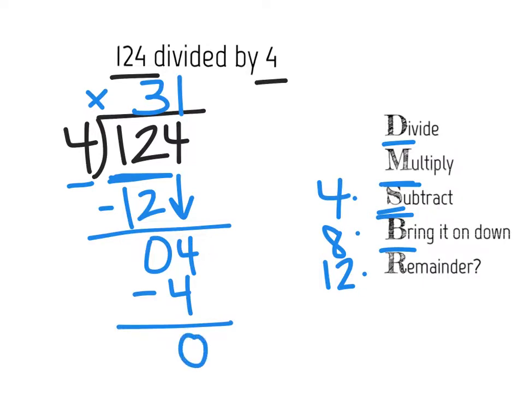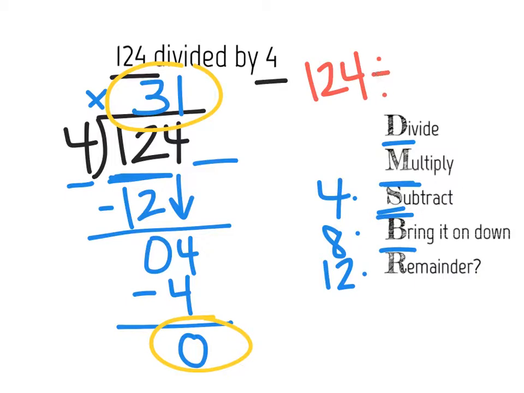Subtract. 4 minus 4 is 0. Bring it on down and bring it on back. We have no other numbers in our problem, so we have nothing to bring down. We have a 0, so we do not have a remainder for this problem. So our answer would be 31. So our problem is 124 divided by 4 equals 31.